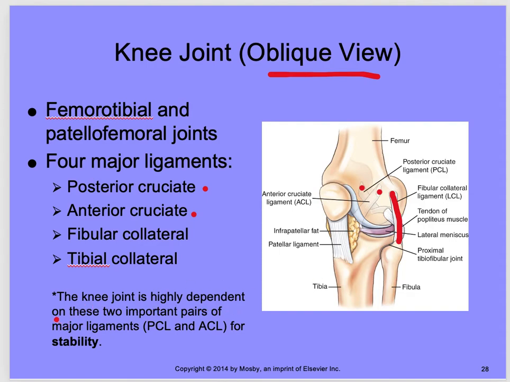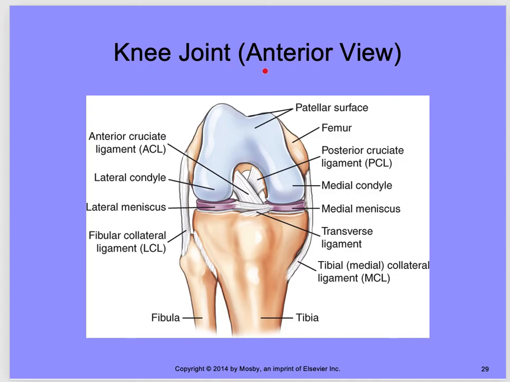So the knee joint is highly dependent on these two important pairs of major ligaments, the PCL and the ACL, for stability. So if you tear any one of these, the PCL or the ACL, you're going to minimize or lose stability within that knee. So your knee joint, this is a posterior view, so you're looking at it from behind because we're seeing these surfaces, and we know that a PA view, you visualize those surfaces a whole lot better. So you can see your ACL, you can see your PCL right there, how they cross. You can see a transverse ligament. You can see the lateral and medial meniscus. Those are basically the pads that your knees connect to, and basically shock absorbers within the knee joint.